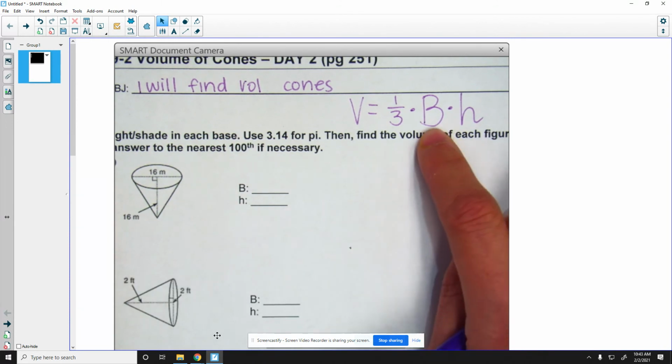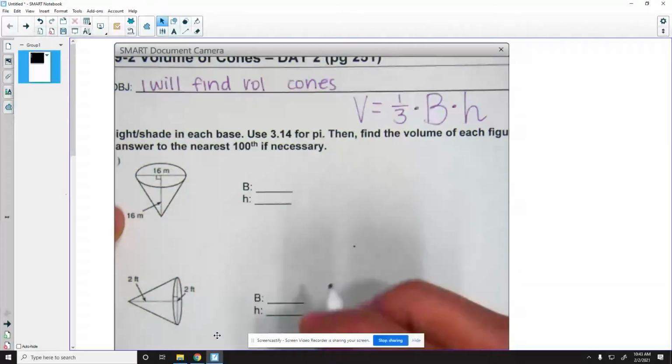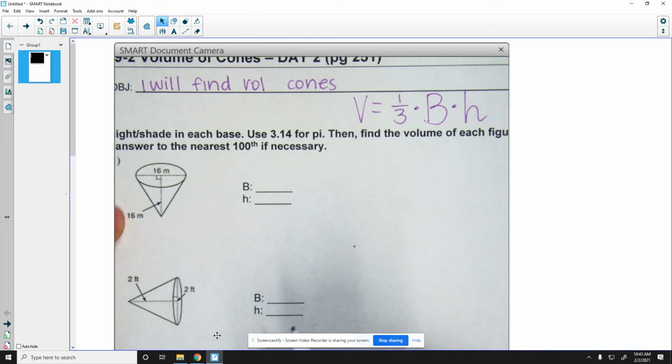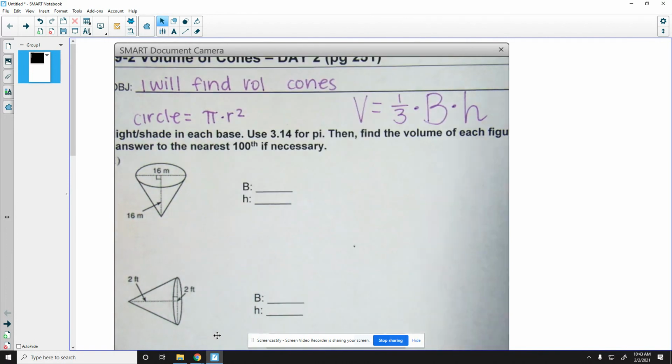Remember how I also said that capital B, because we're working with cones, your base is always in the shape of a circle. So the circle formula is pi times r squared. And we are always going to use 3.14 for pi, because 3.14 is the universal pi thing. Don't use your pi button, because when you take the STAR test, there are other kids in the state of Texas who don't have this fancy calculator, and they don't have pi buttons. To make everything fair and for everyone to get relatively the same answer, we're using 3.14.